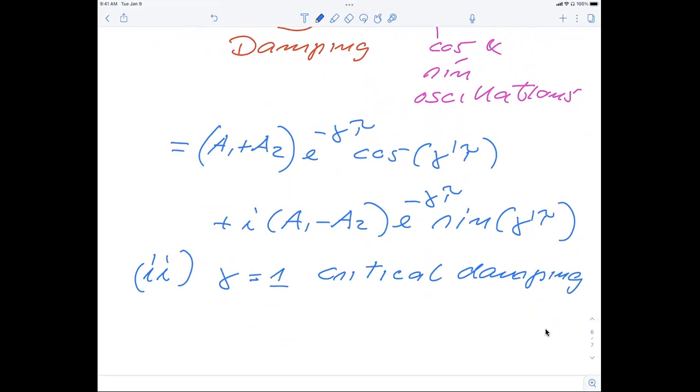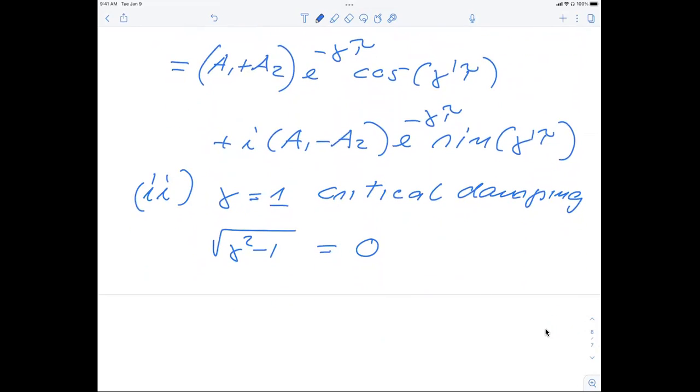So in that specific case, that means that gamma is equal to 1. This is just equal to 0. And then we can read off the solution immediately, but there's something strange here. So if we now go back to what we had, an A1 of e to the minus gamma tau plus an A2 of e to the minus gamma tau. That doesn't look right, right?